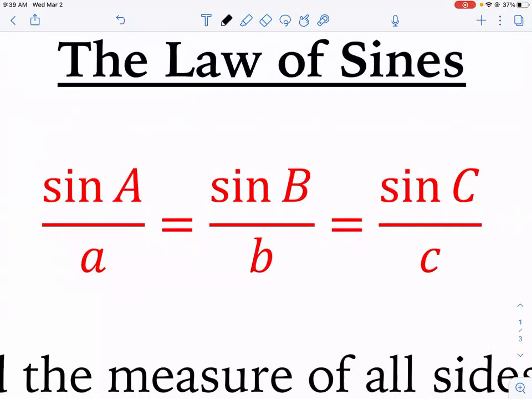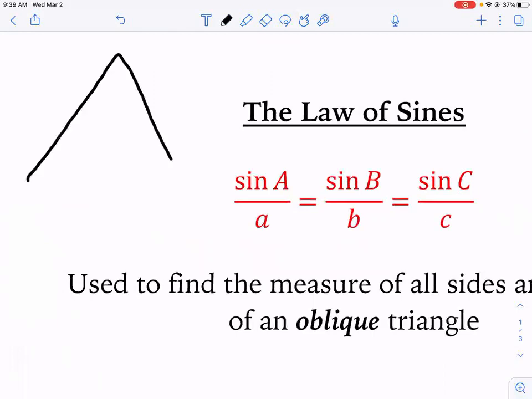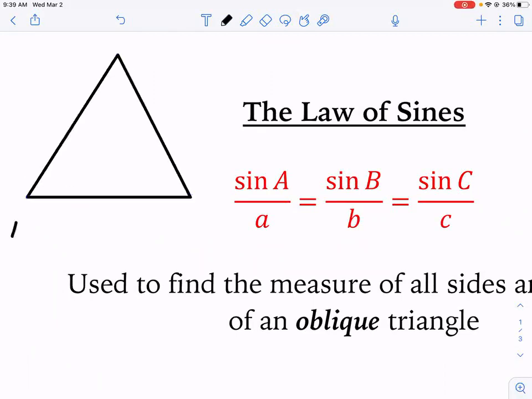Okay. And it's going to be obvious because you're going to have to know a side and its opposite angle. Okay. And then as long as you know one of the other pieces, we can solve for that fourth. Now, I want you to keep in mind that when we have oblique triangles, angle A is opposite of side A. Angle B is opposite of side B. And angle C is opposite of side C.